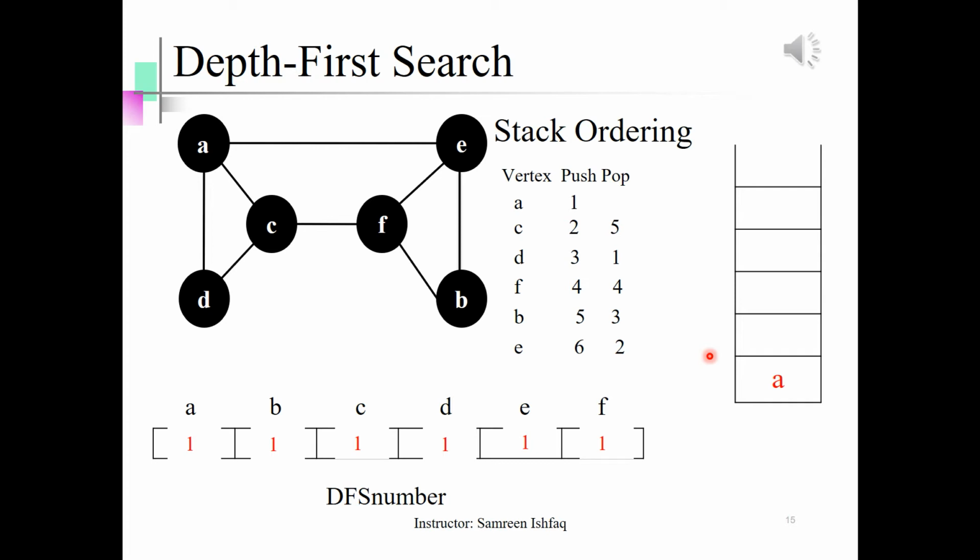Now we are left with vertex A. We will check its remaining neighbors. From A to D, visited. From A to E, visited. From A to F, no direct edge. So all of its neighbors become dead ends. And now we will pop A from the stack.